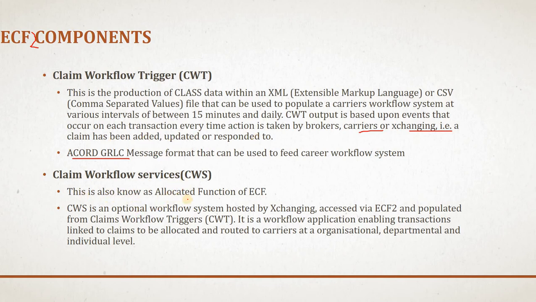The second component is Claim Workflow Service. This is also known as the allocate function of ECF. The Claim Workflow Service is an optional workflow service hosted by Xchanging, accessed via ECF2 and populated from the Claim Workflow Trigger. This is a workflow application enabling transactions linked to the claim to be allocated and routed to the carrier at the organization, department and individual level. So the Claim Workflow Service is the optional service which the bureaus can opt for.